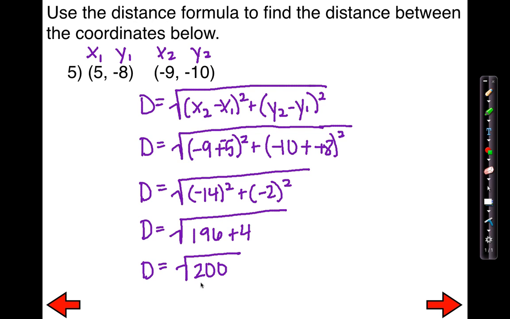So to save you some time, I'm going to go ahead and tell you that the square root of 200 is approximately, let's write this down, 14.1. So to answer the question, how far is the distance between these 2 points? I would say it's 14.1 units.